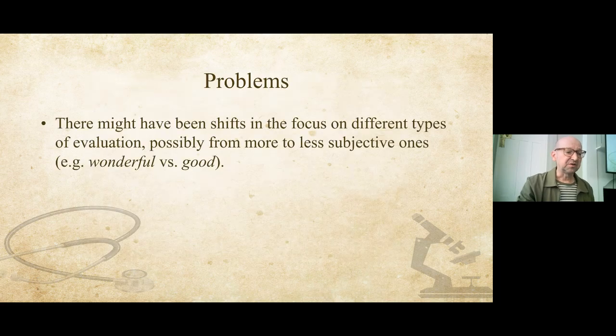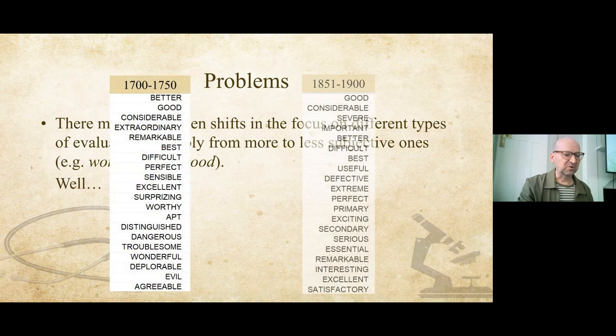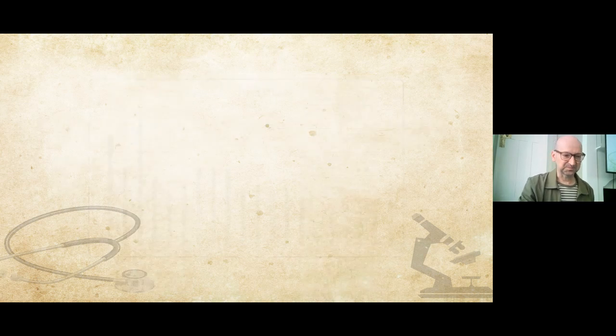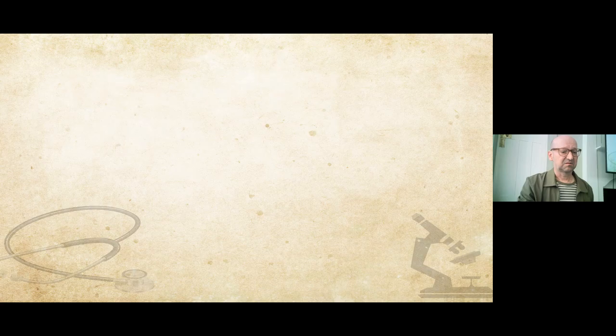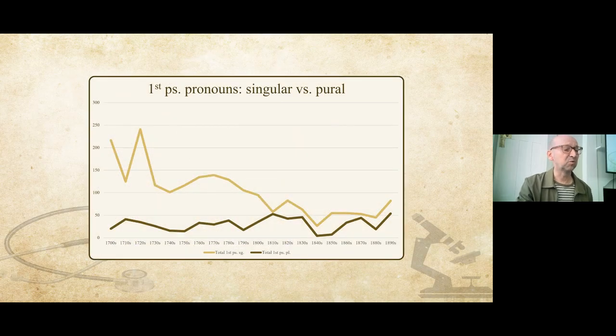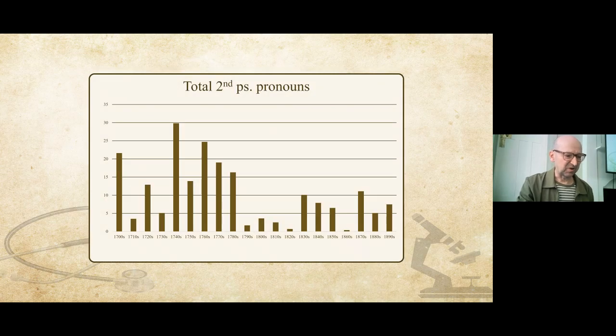Problems: there might have been shifts in focus of different types of evaluation, and possibly from more to less subjective ones, so wonderful and extraordinary towards good and important, etc. I didn't look more specifically into that. There are certain tendencies here, but not clear ones. The other elements: first person pronoun usage goes down, the singular more than the plural. Second person pronouns are not that relevant because they don't occur that often.